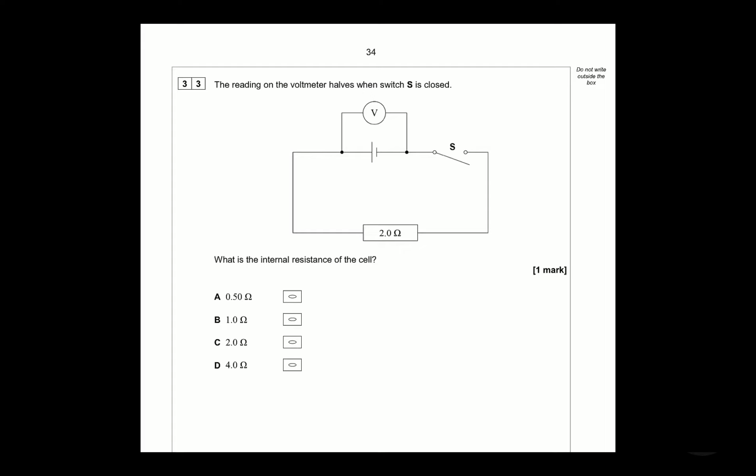Okay, so 33. The reading on the voltmeter halves when the switch S is closed. What is the internal resistance of the cell? Well, it's got to be 2 because it's having it. So that's really not even a one where you have to do a whole lot of calculations. I mean, you can do the calculations if you want, but if it's halving, that means that this potential divider is half. So they're equal.